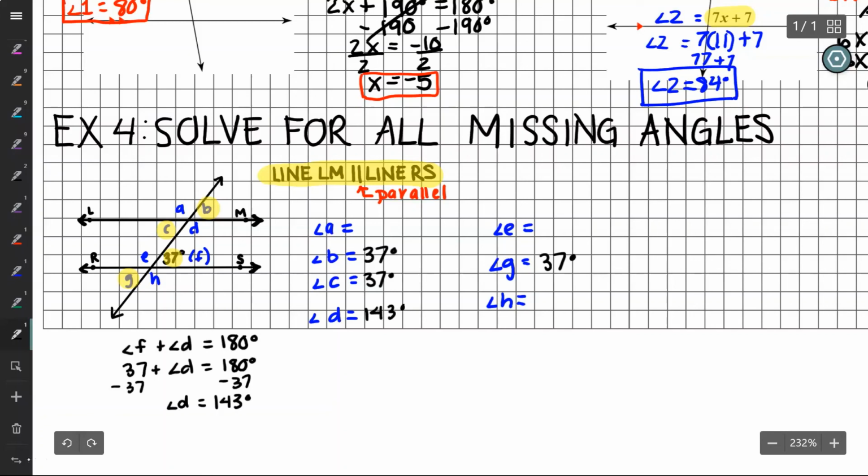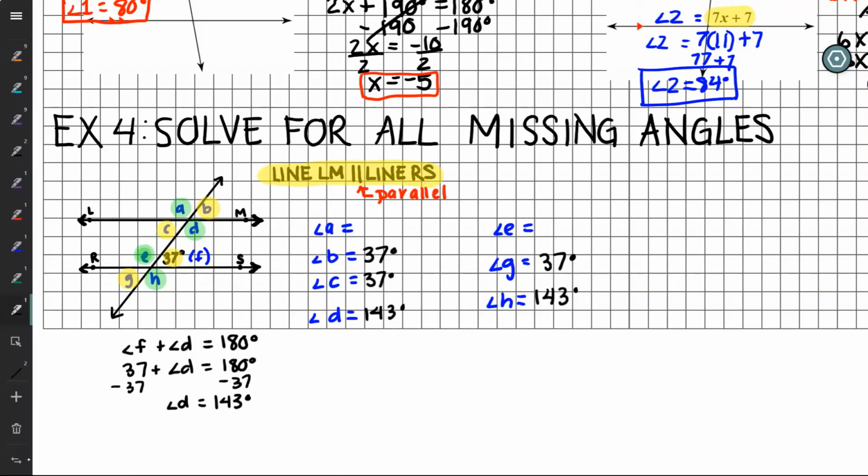Alright, angle D and angle H are another set of corresponding angles, which means that they're also congruent, which means that angle H is also 143 degrees. And now we can solve for our last set of vertical angles. E and H are vertical, and A and D are vertical. So angle E is going to be 143 degrees, and angle A is going to be 143 degrees. So I started out with one angle, and because those two lines are parallel, I was able to solve for the rest of these angles.